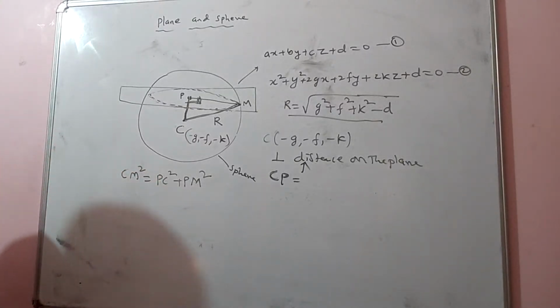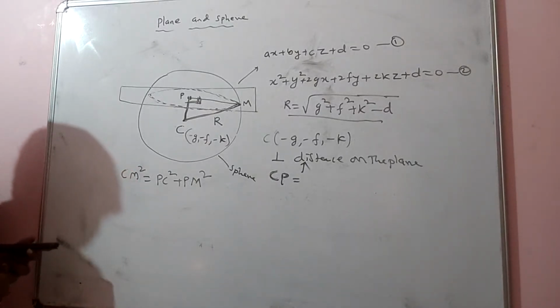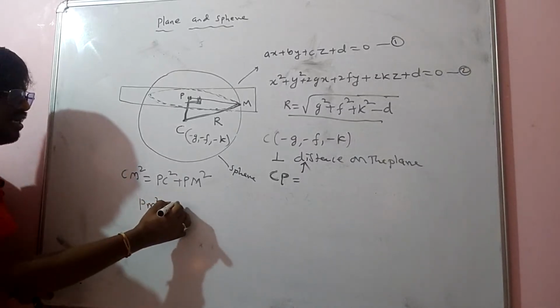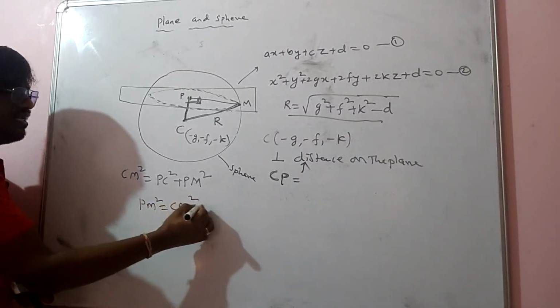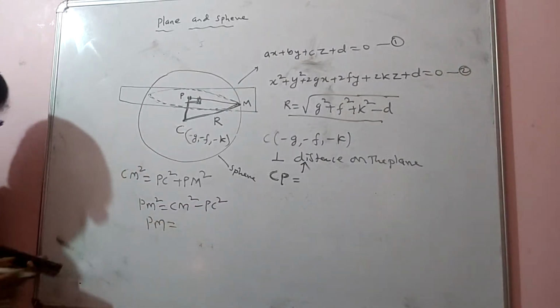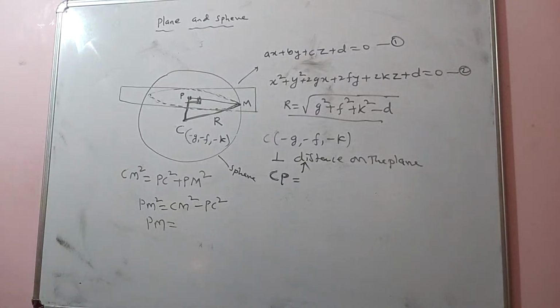So PM will be how much? PM square will be CM square minus PC square. So the length of PM is the square root of that. That is the radius.